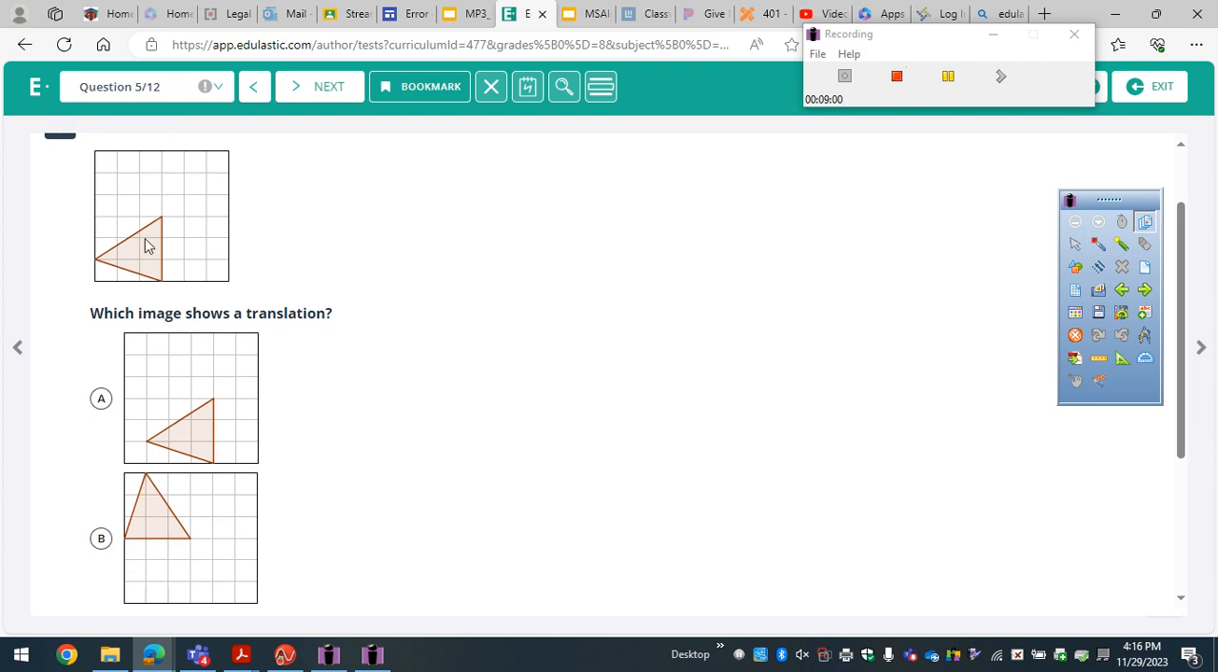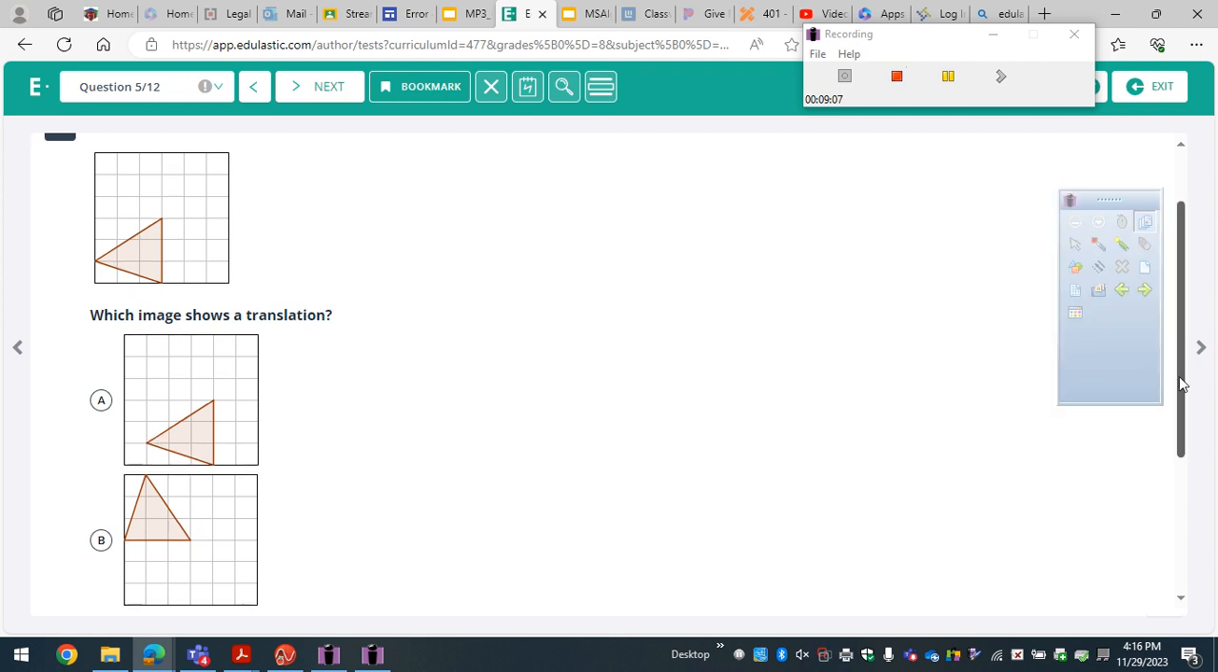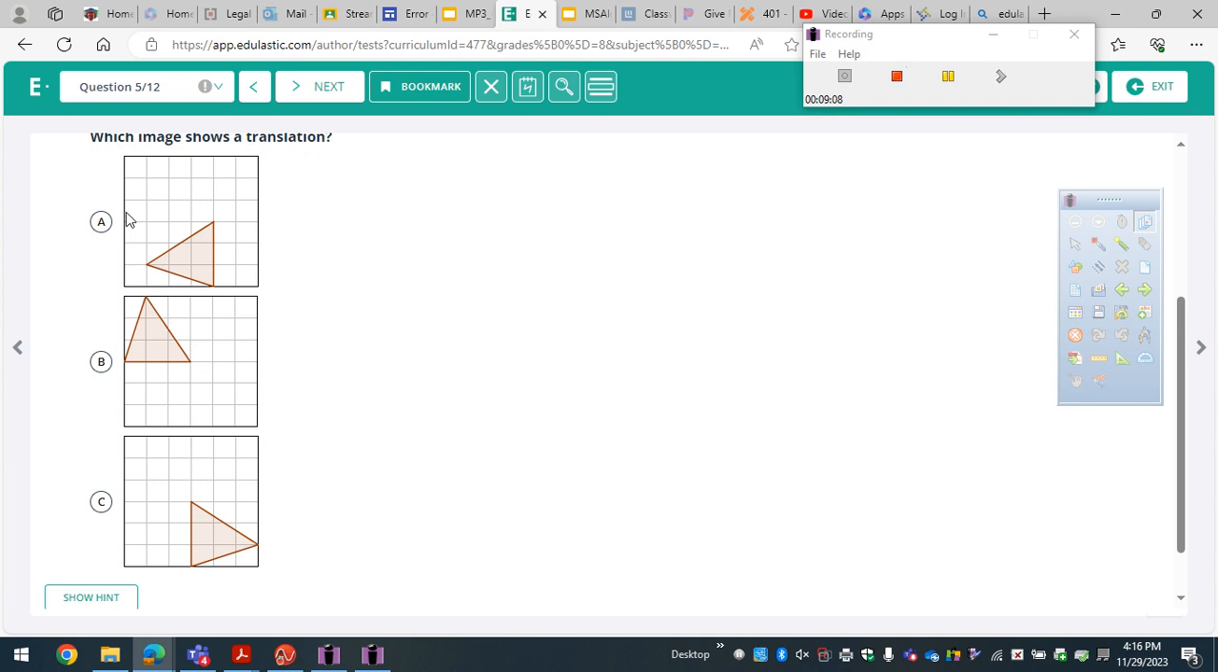This one, you see how this line's vertical, and this line stays vertical? So no, that's way off, not even close. This one flipped it from this way to facing that way, but either way, that's my answer.